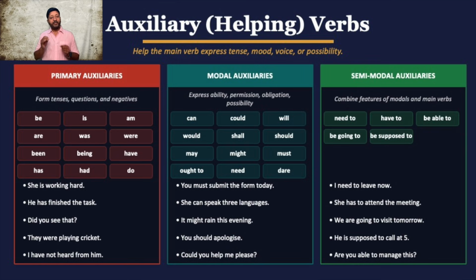It might rain this evening. Again, the verb is rain. The modal auxiliary is might. Could you help me, please? The verb is help. The modal auxiliary is could.